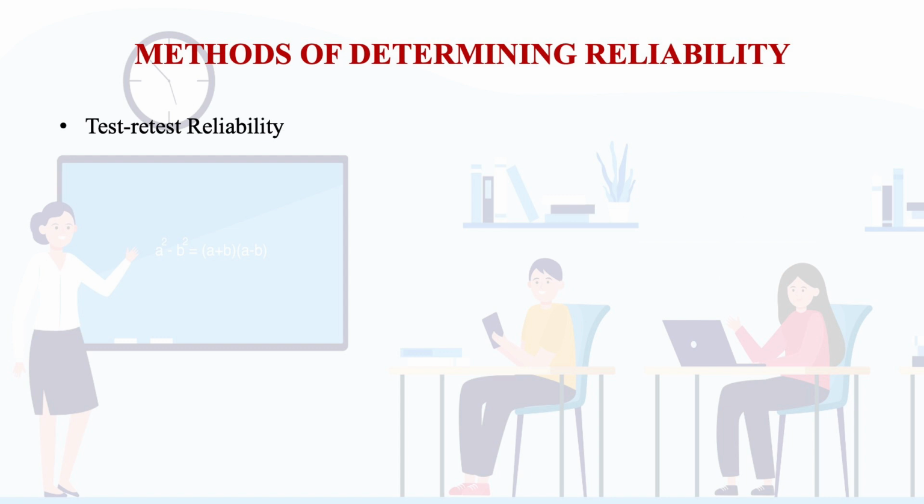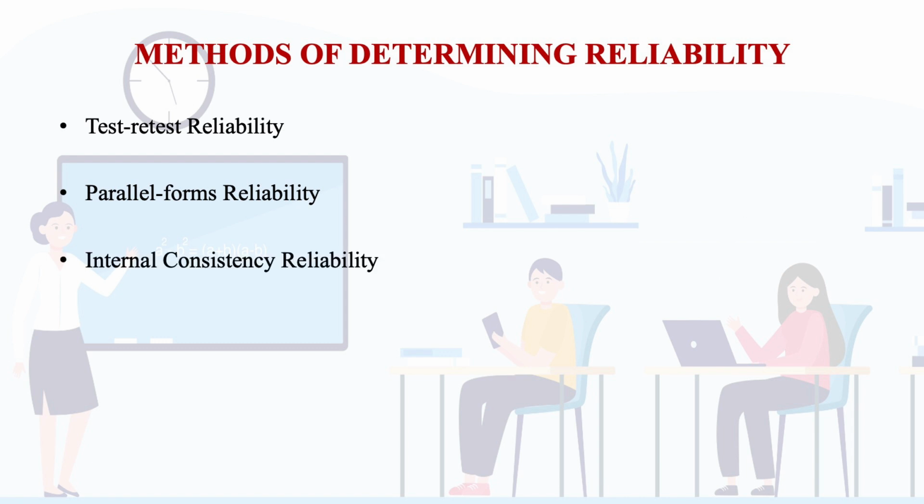First is test retest reliability, second is parallel forms reliability, and the third is internal consistency reliability. So here we will discuss the concept of this method and how to use these three methods: test retest method, parallel form method, and internal consistency method. Let us go forward to discuss these methods.